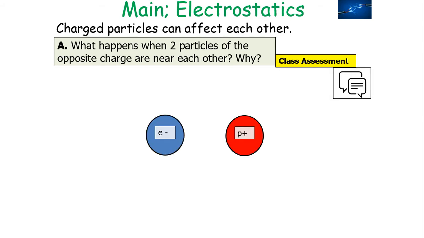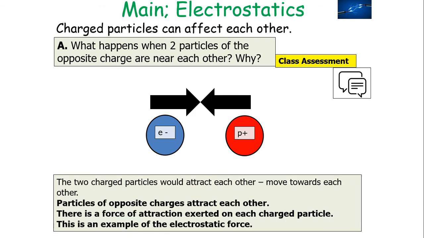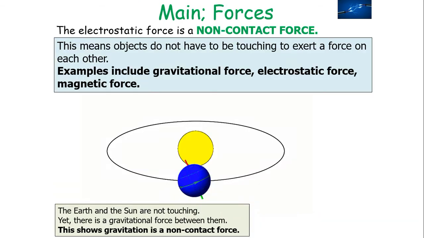Whilst if two particles of the opposite charge are near each other, what happens? Well, those two charged particles would attract each other, they move towards each other, because particles of opposite charge attract each other. There's a force of attraction between the two charged particles, which is another example of the electrostatic force.